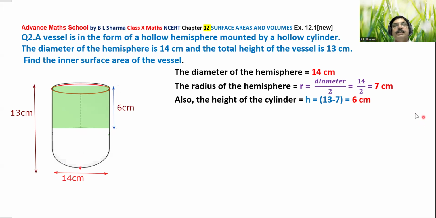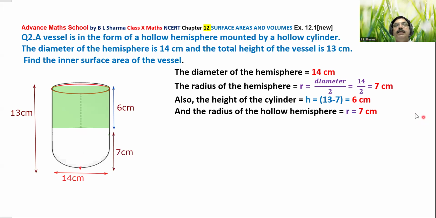इसको विजुलाइज करते हैं. देखिए, ये 6 सेंटीमीटर क्यों हुआ? क्योंकि ये 7 सेंटीमीटर है, ये रेडियस 7 सेंटीमीटर क्यों है? देखिए, ये 7 सेंटीमीटर है और ये भी 7 सेंटीमीटर है। Radius of hemisphere 7 centimeter. Radius of a cylinder, that is also 7 centimeter. Height of cylinder, that is 6 centimeter.